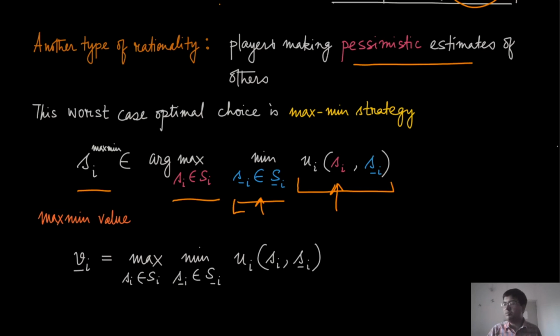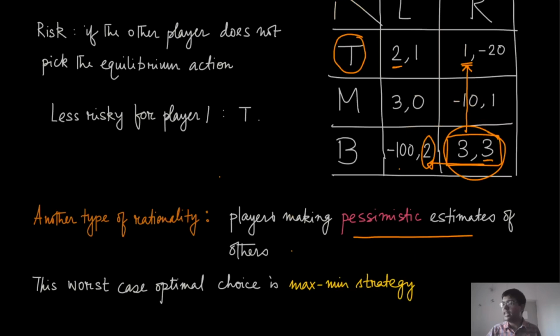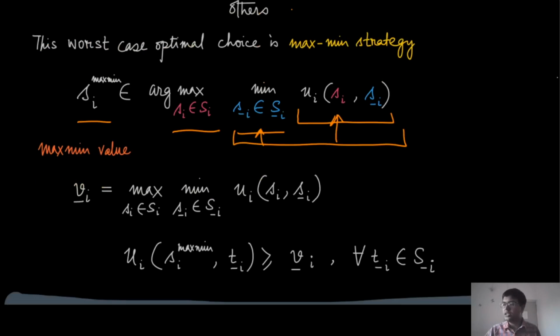This internal number, for player 1, you can think of as the row minimum. For each row, it is looking at the minimum value. For the first row the minimum is minus 100, in the second row it is minus 10, and in the third row it is going to be 1. That's the reason it is picking this strategy T, because it maximizes the minimum outcome. That's the idea of risk aversion that we are going to use here.